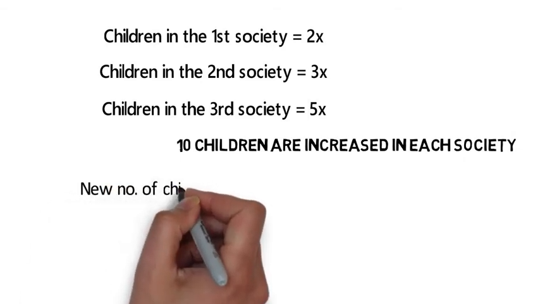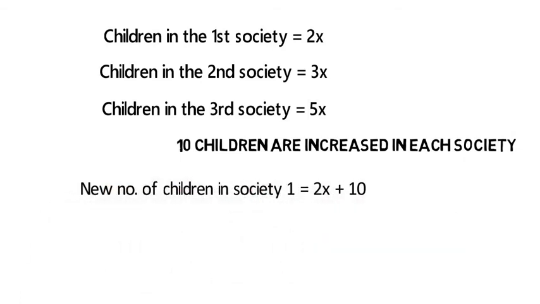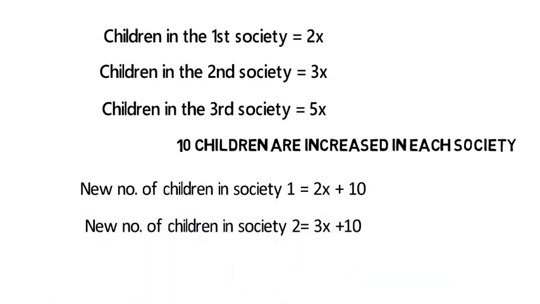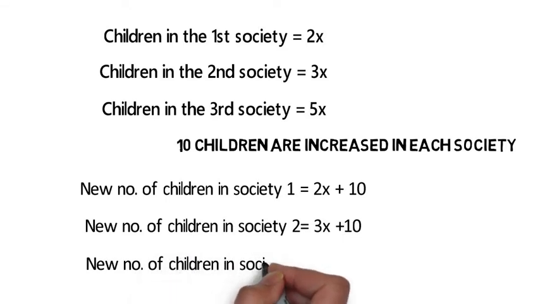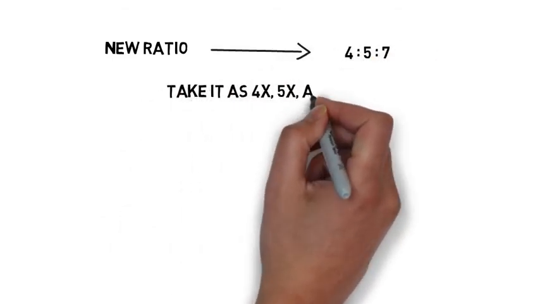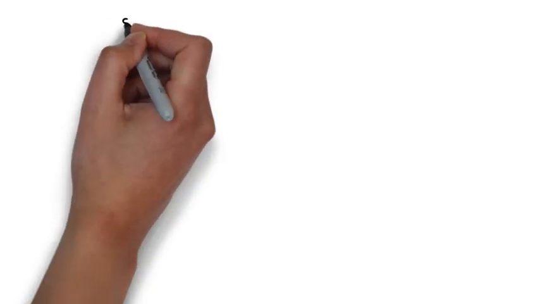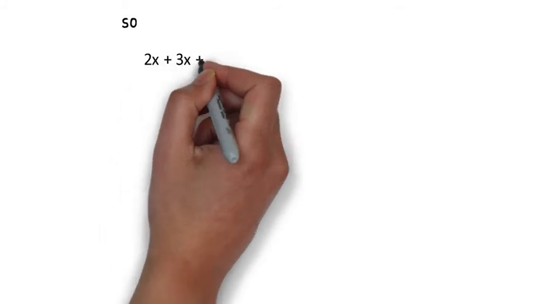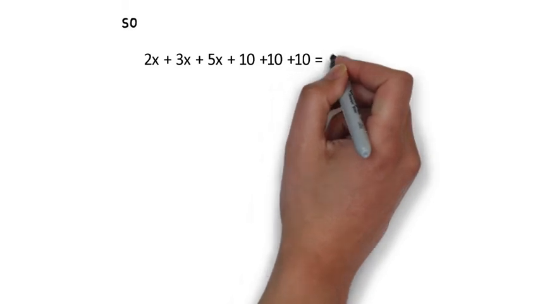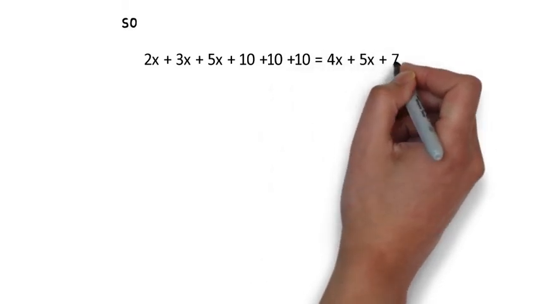So new number of children in society 1 is equal to 2x plus 10. Number of children in society 2 equals 3x plus 10 and number of children in society 3 equals 5x plus 10. The new ratio is 4 is to 5 is to 7. Take it to be 4x, 5x, 7x. So number of children after 10 children were added to the 3 societies: 2x plus 3x plus 5x plus 10 plus 10 plus 10 is equal to 4x plus 5x plus 7x.